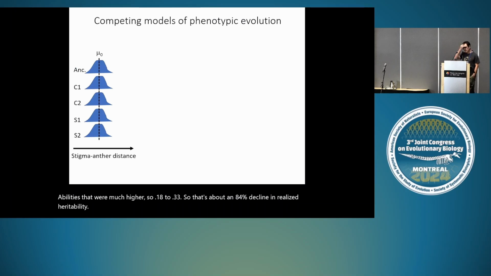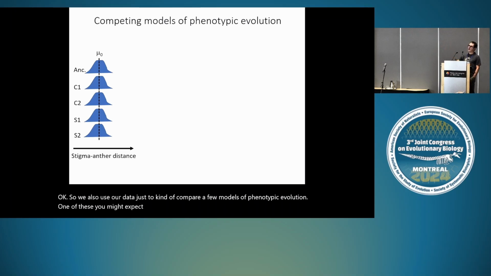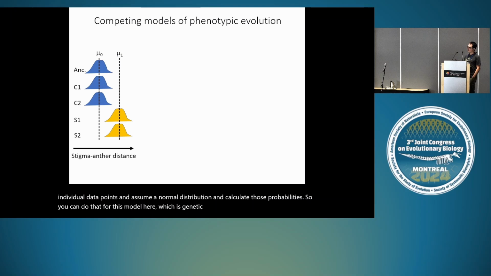Okay, so we also use our data just to compare a few models of phenotypic evolution. One of these you might expect is to let all the lines be defined by some common mean phenotype, the stigma anther distance, and that, yeah, there might be drift, but they're all defined by that same mean. And we can compute the probability of the data by just looking at the individual data points and assuming a normal distribution and calculating those probabilities. So you can do that for this model here, which is genetic drift. You can do it for a more complicated model here, which you might call response to selection, where the S1 and the S2 populations are defined by a different mean of a normal distribution.